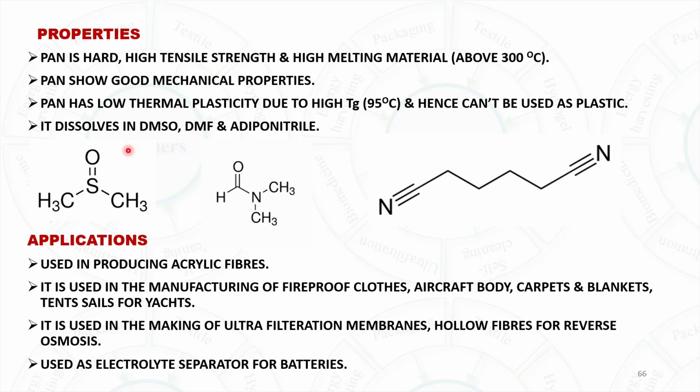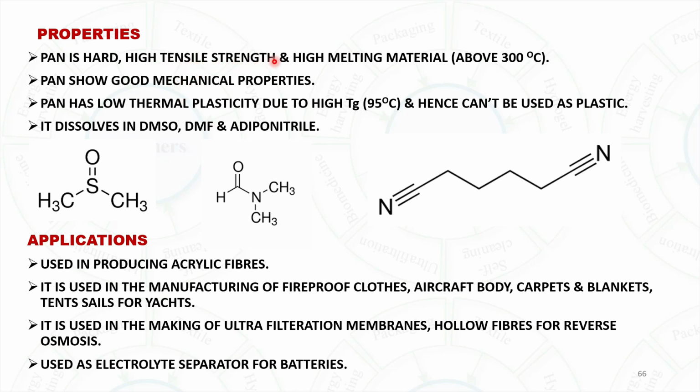Polyacrylonitrile, PAN, is a hard material with high tensile strength and a high melting point. It melts above 300 degrees centigrade. This means its thermal stability is very high, so it can be used easily where there are high temperatures. Its tensile strength is very high. You must be knowing this, I hope. And you might not be knowing this.